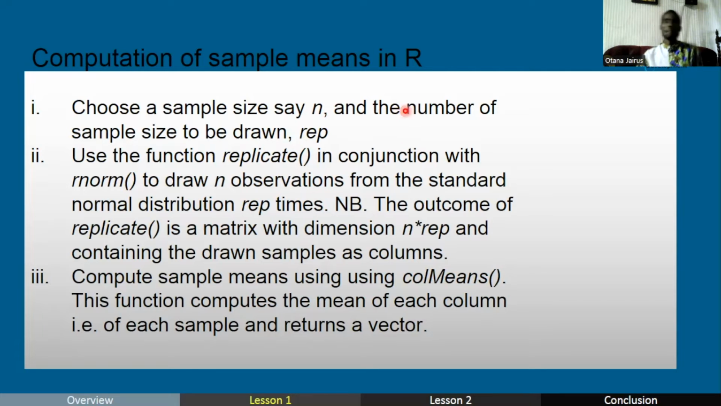So the number of samples to be drawn, we shall represent it by rep. You can call it any other name you want, but we shall call it rep. And in R, we have a function called replicate. This function in R is used in conjunction with rnorm. We know that our data is from a normal distribution, so we shall use the function rnorm. This function will help us to draw n observations from the standard normal distribution.